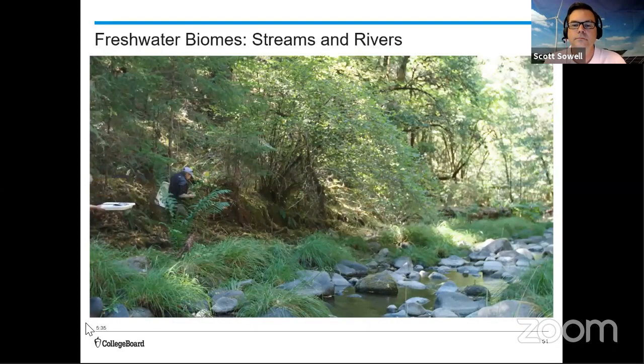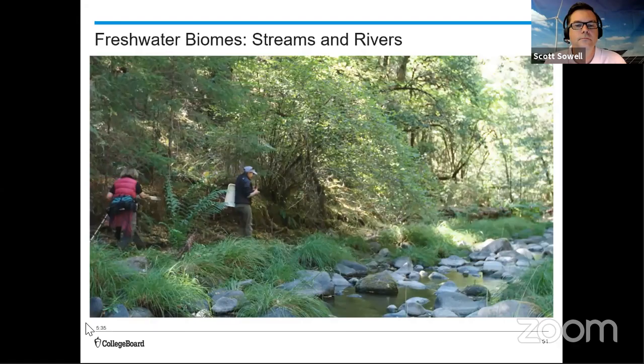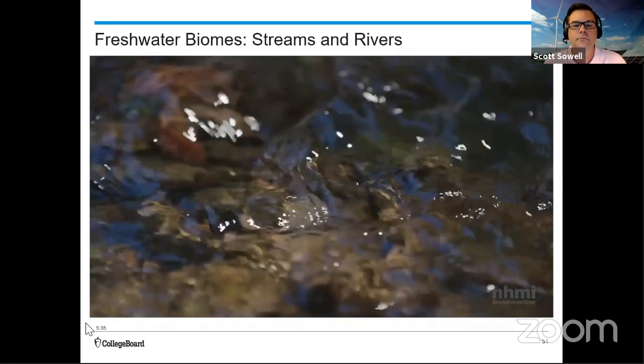When we're done surveying the habitat and the algae, we move on to the aquatic invertebrates. The riffle is where a lot of the bugs grow.